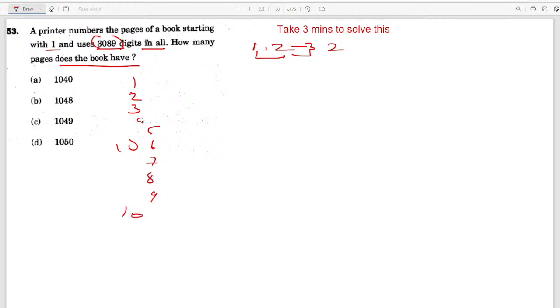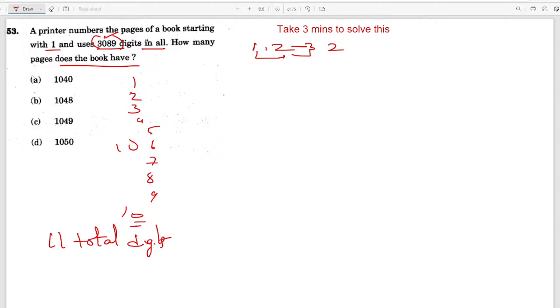This will be 1, 2, 3, 4, 5, 6, 7, 8, 9, 10, 11. 11 digits. If there are 10 pages, there will be 11 digits in total. They are saying, likewise, if there are 3089 digits that were totally used, then how many pages would there be?